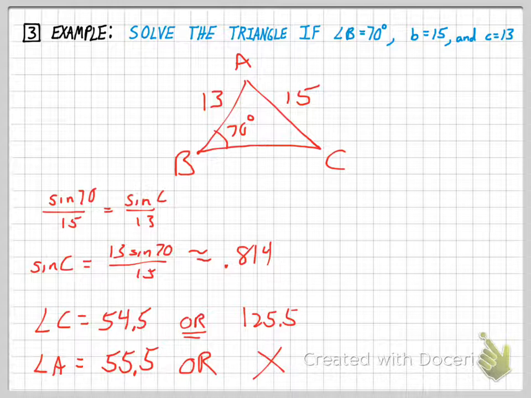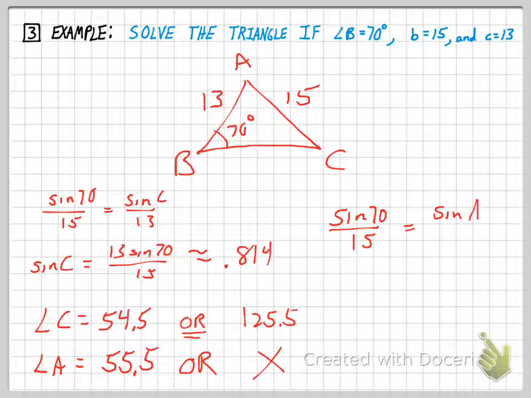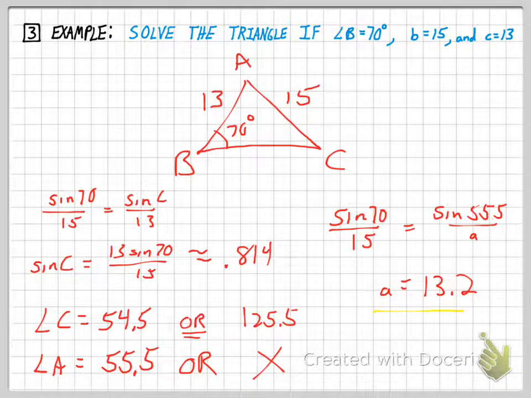Alright, my last step in this one would be to find side A. So I know that sine 70 over 15 equals the sine of A over A. In this case, I know that angle A is 55.5 over side A. And using your calculator, A turns out to be about 13.2. Okay, when you're asked to solve a triangle, you're finding all the missing pieces. So I'm now done with this problem because I've found the missing side A, the missing angle C, and the missing angle A. And we say that the triangle is solved.